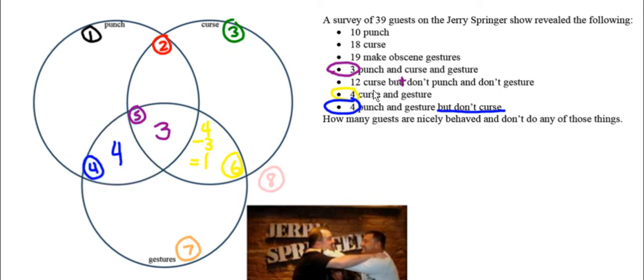So the big difference is this one says curse and gesture, so it includes both of these parts, but this part says but don't curse. So that's why this part is not included in that 4. So you have to be careful about that wording.